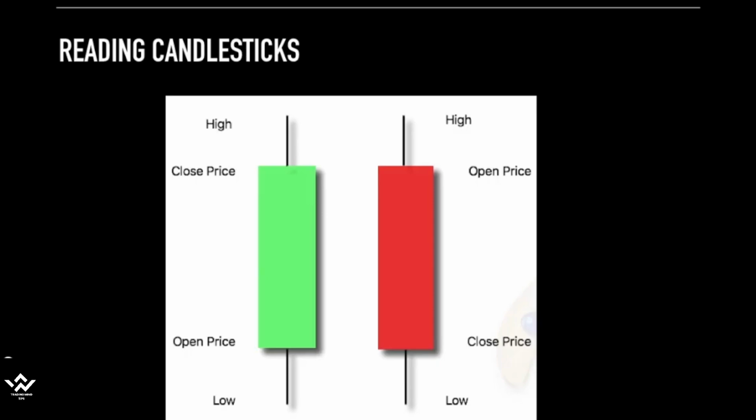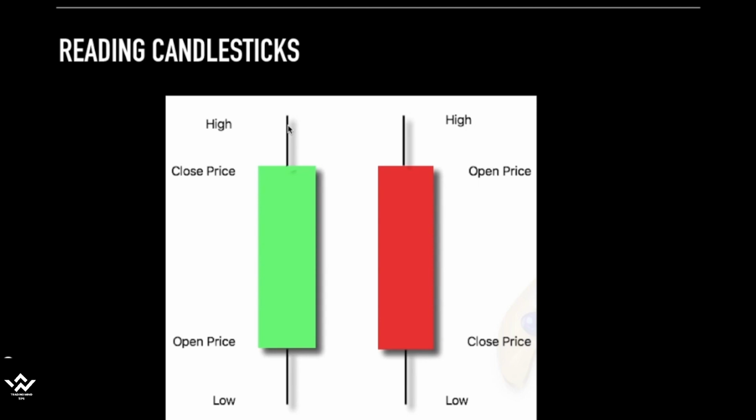So as stated before, each candlestick provides us with four pieces of information: the opening price for the time period, the highest price of that time period, the lowest price of that time period, and the closing price of that time period. The boxed area of the candlestick is called the body, and this represents the opening price and the closing price of the time period that you have chosen. The lines at the top and the bottom of the body are called the wicks, and this represents the lowest price of the time period and the highest price of the time period.